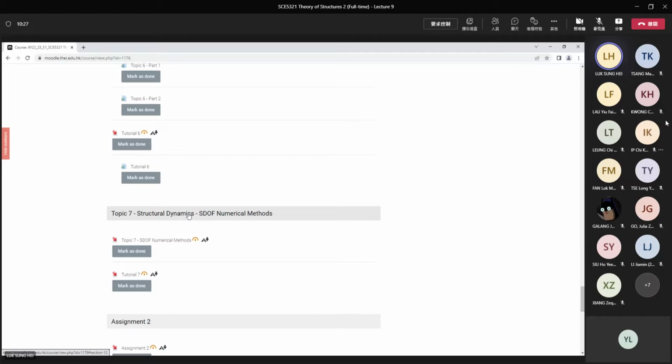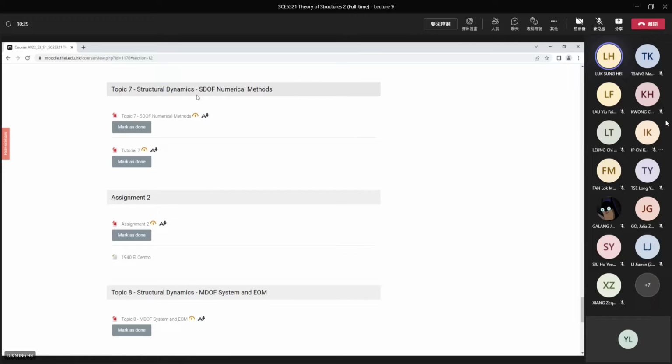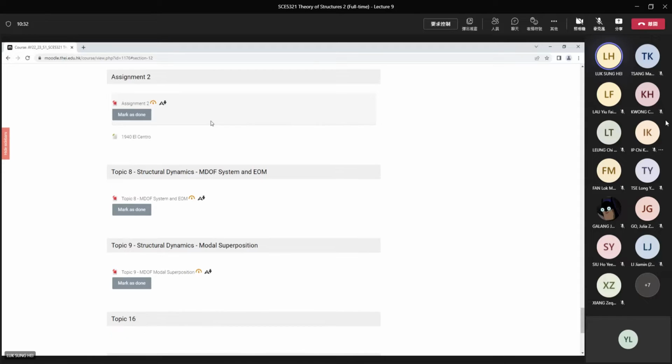We will start from topic 7 today, the last part for single degree of freedom system. And then we can move on to multiple degree of freedom system today. I also think that we can complete topic 8 today, and hopefully we can go to topic 9 if possible, if everything runs smoothly.